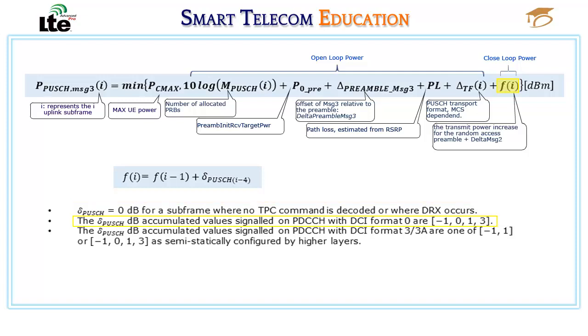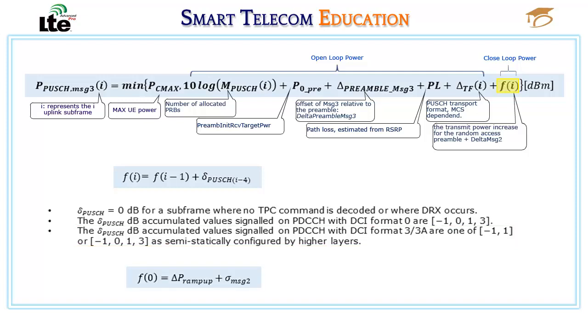The delta PUSCH accumulated values signaled on PDCCH with DCI format 0 range over -1, 0, 1, and 3. The delta PUSCH accumulated values signaled on PDCCH with DCI format 3 and 3A are one of the values -1 and 1, or -1, 0, 1, and 3, as the values are semi-statically configured by higher layers.